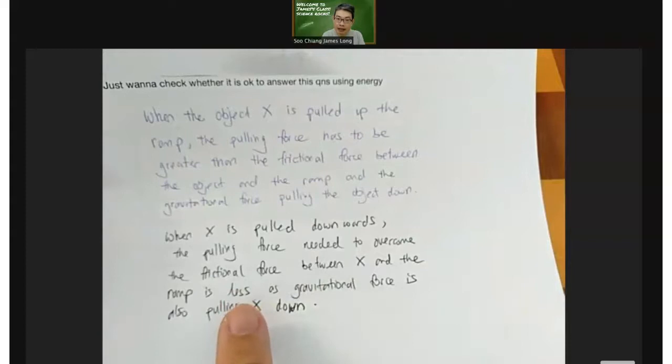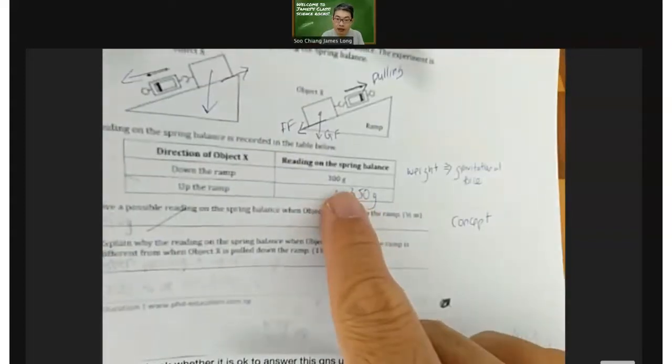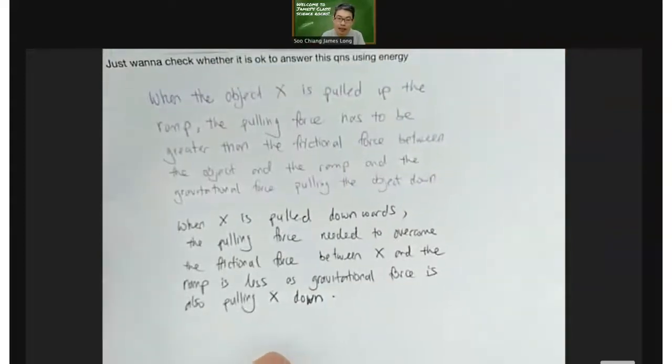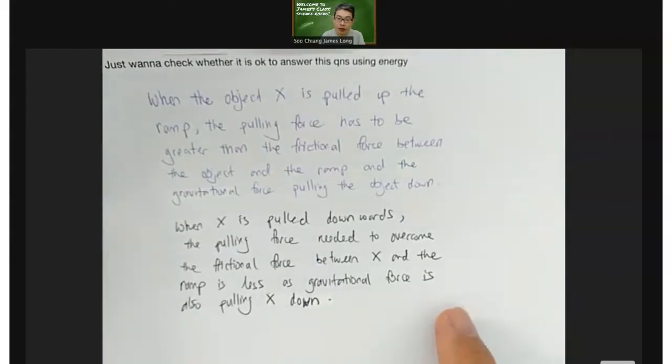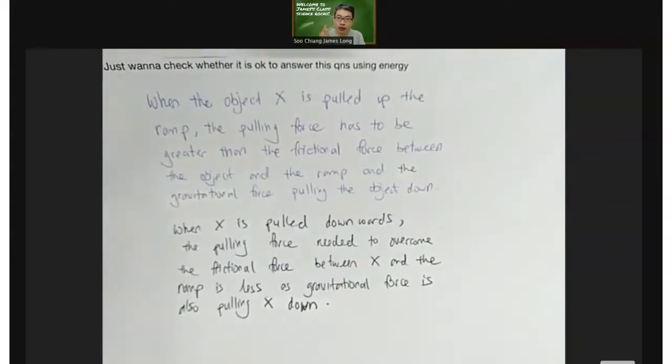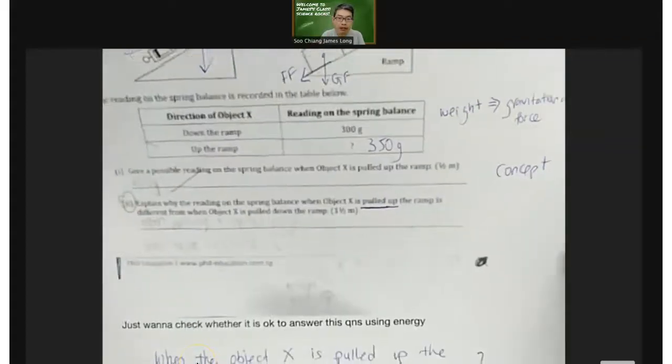But when pulling it downwards, the pulling force needed to overcome the frictional force between X and the ramp is less, which is this figure, 300 grams. Why is it less? As gravitational force is also pulling X down. So there are two pulling forces pulling the same object down. Now, let's move on to the next one.